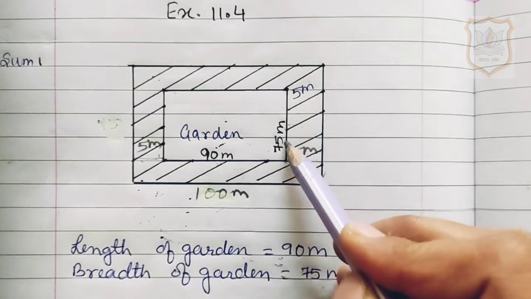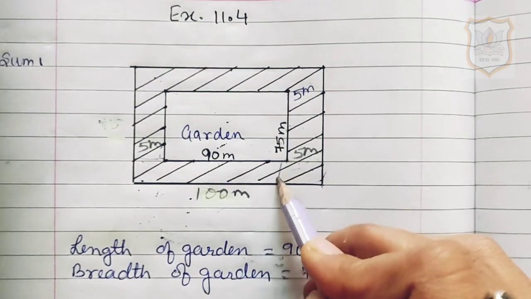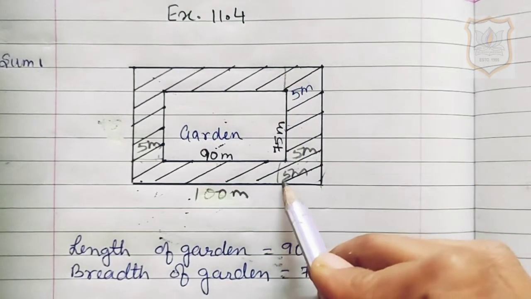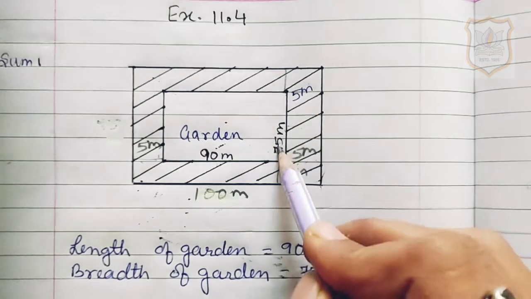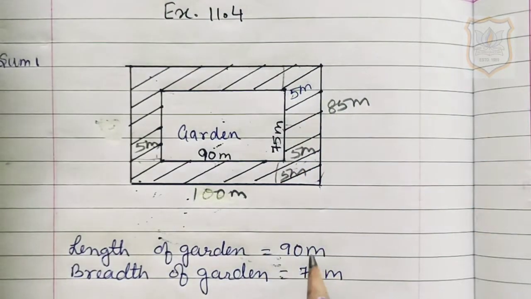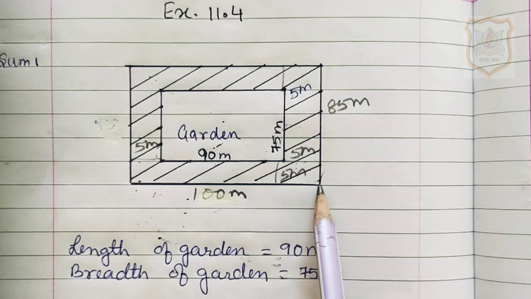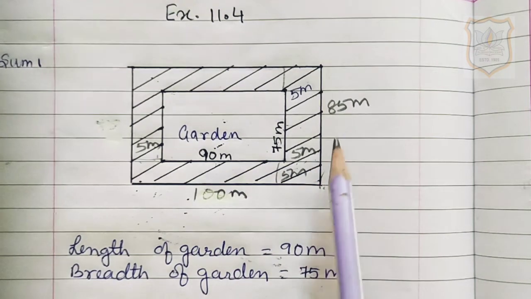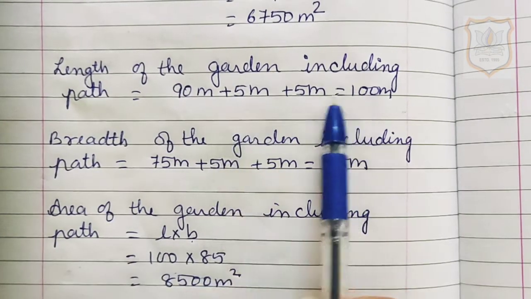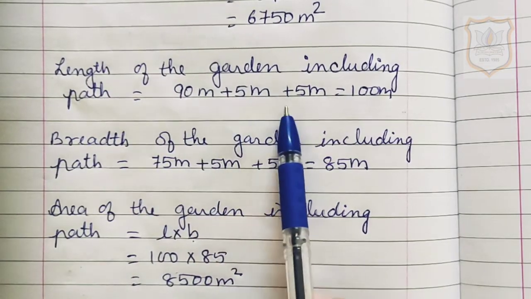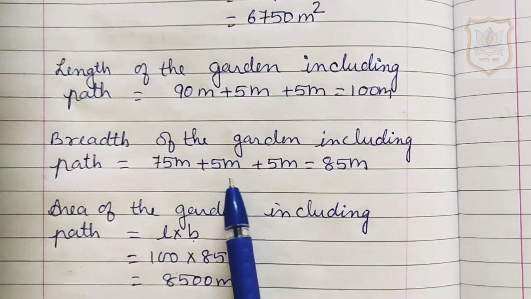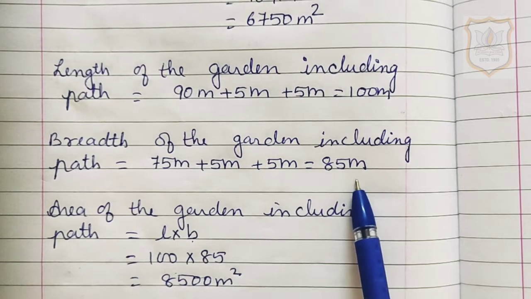Similarly, the breadth of the garden is 75 meter and this much space is 5 meter and this much space is also 5 meter. So the breadth of the garden including the path will be 75 plus 5 plus 5, that is 85 meter. So students, here we will write length of the garden including the path equals 90 meter plus 5 meter plus 5 meter equals 100 meter and breadth of the garden including the path equals 75 meter plus 5 meter plus 5 meter equals 85 meter.